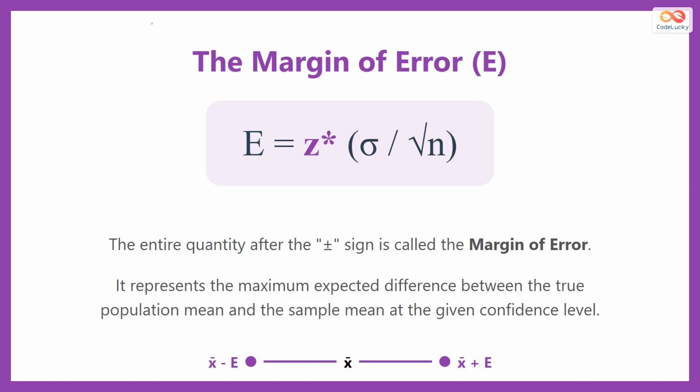When we multiply the critical value by the standard error, we get the margin of error. Denoted by capital E, this represents the maximum expected distance between our sample estimate and the true population parameter.